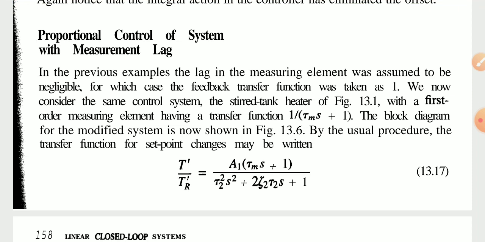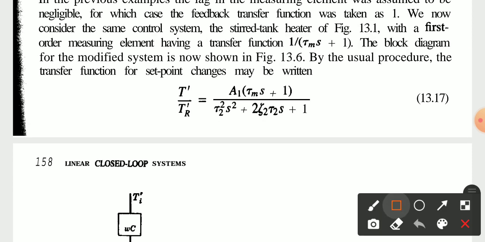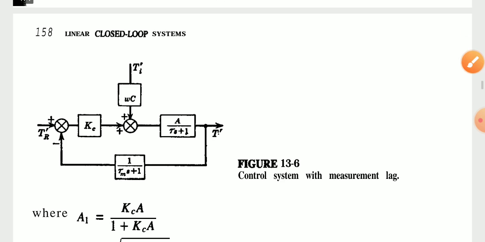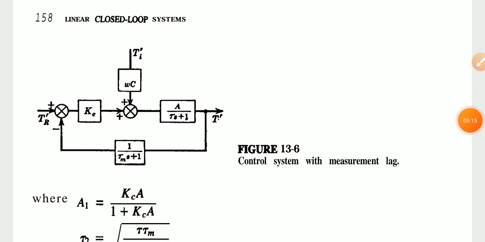So what is the equation part? Tau dash upon tau dash r is equal to A1 (tau m s plus 1) upon tau 2 square s square plus 2 zeta 2 tau 2 s plus 1. In this block diagram control system with a measurement lag, we see tau r and tau i: the process with Kc, 1 upon tau s plus 1, and the measuring element transfer function 1 upon tau m s plus 1.